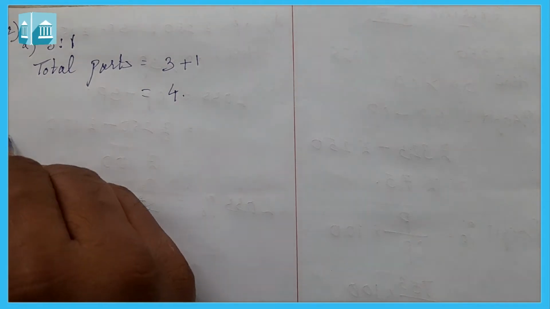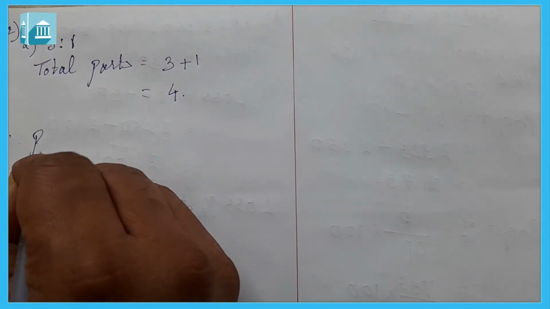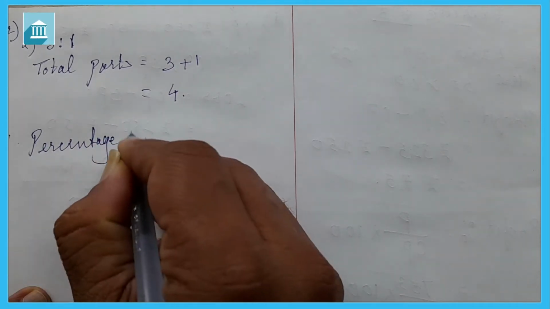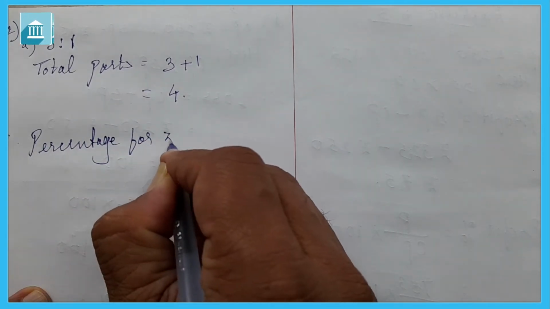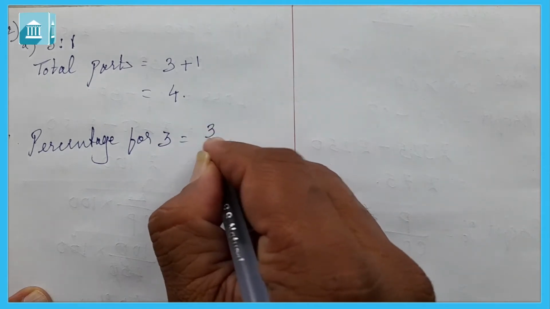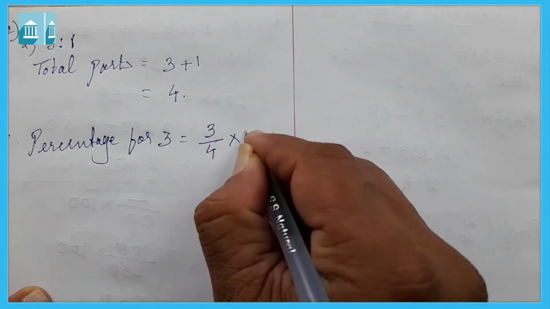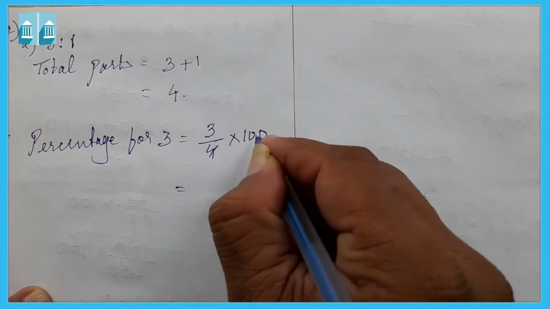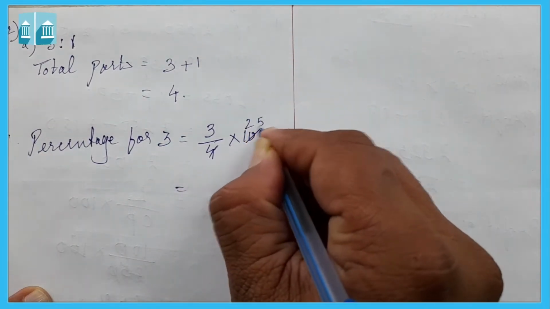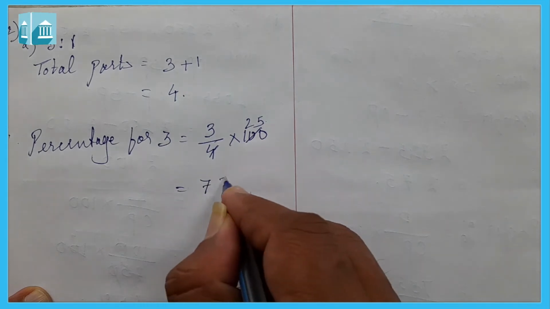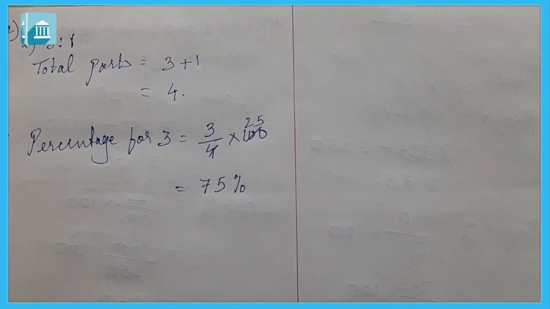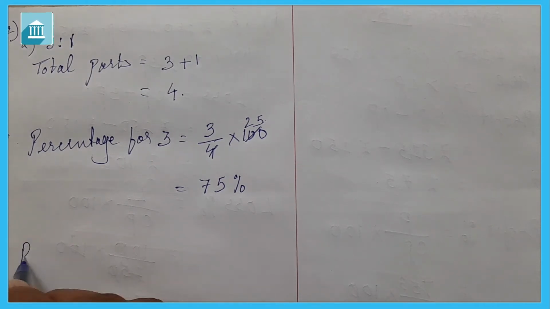Now we have to find out the percentage. So we will see percentage for 3. Percentage for 3 is equal to 3 upon total part multiplied by 100, which is 25 here. So 25 into 3 is equal to 75%. In the same way, we have to find out percentage for 1 also.